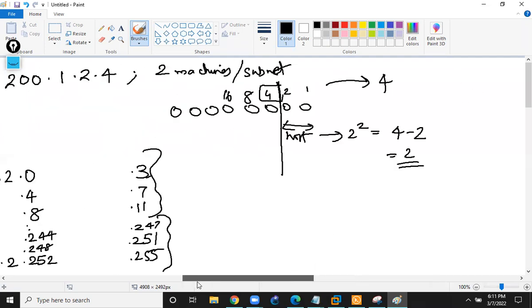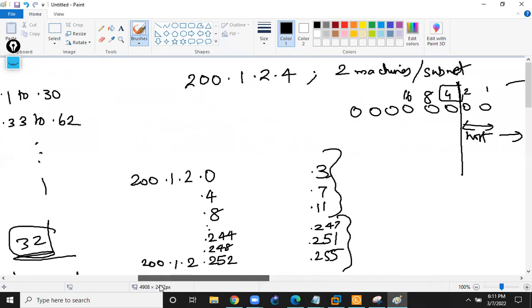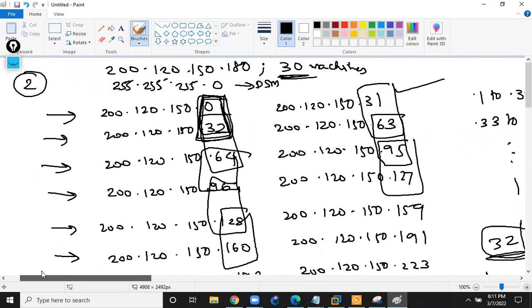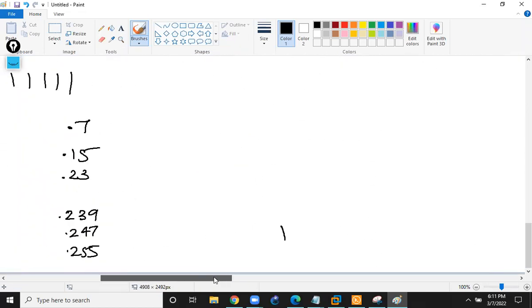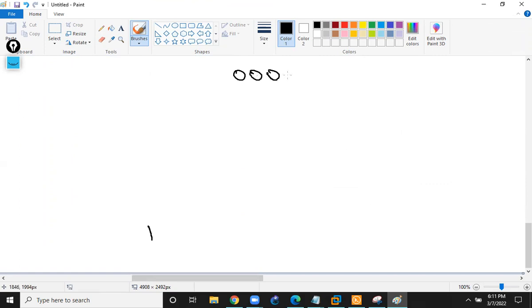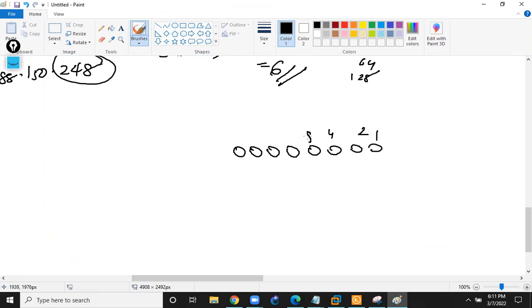Now, this is how you will do it. I suppose yesterday he asked a question, about class B and class A, I'll come to that. But here, let me tell you one more thing. So far you have been doing the questions like this. Yesterday's question was something like this, for 30 machines. You have drawn the line like this: 0, 0, 0, 0, 0, 0, 0, 0. Now 1, 2, 4, 8, 16, 32, 64, 128.